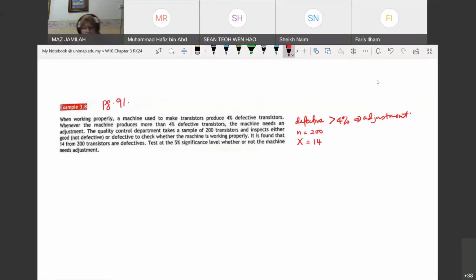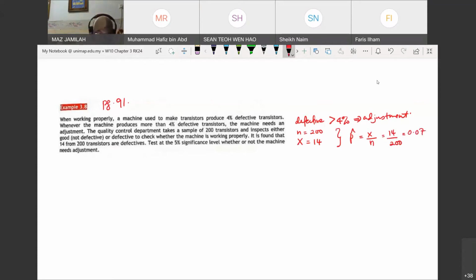Remember, you need to figure out which one is your claim, and which of the statements becomes your null and alternative hypotheses. Before we can do that, first find your p-hat. In this case, p-hat is equal to x divided by n, which is 14 over 200, so you will get 0.07.